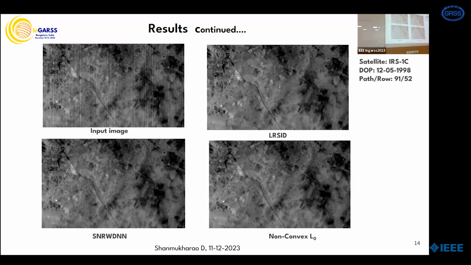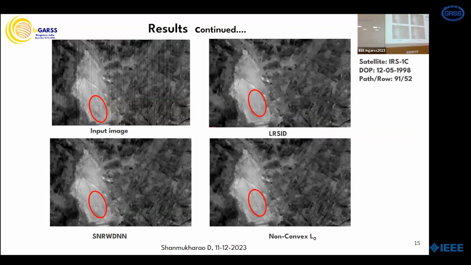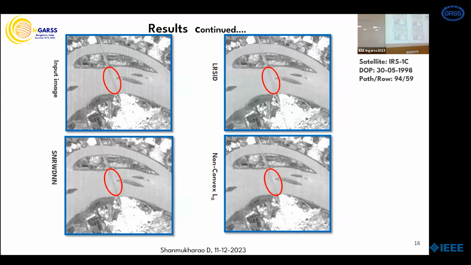This is the 12th May 1998 data. Here also we can see that, by using this method, the line features are missed. And here we can clearly see that there is this bridge, which was smoothed out. But these two methods are performing almost similarly, visually.